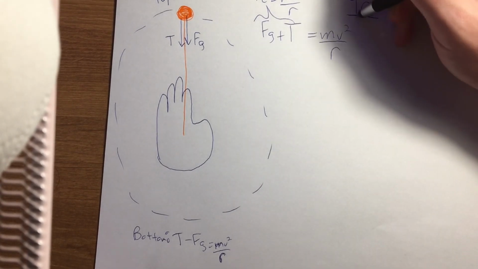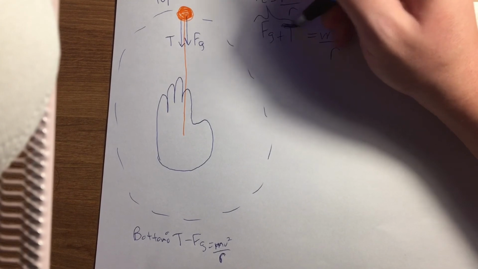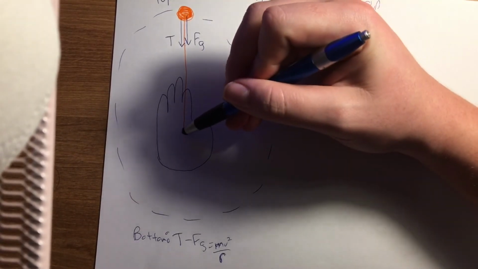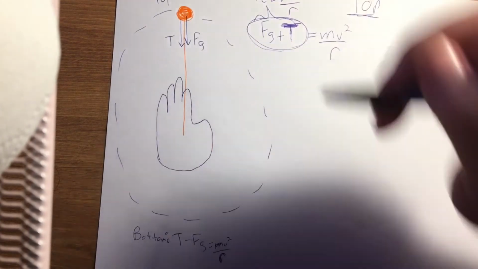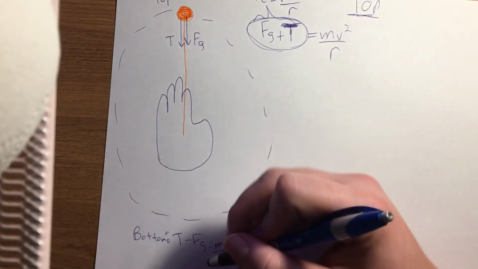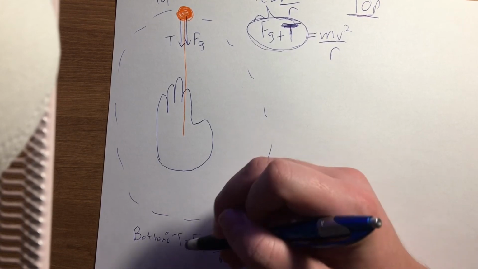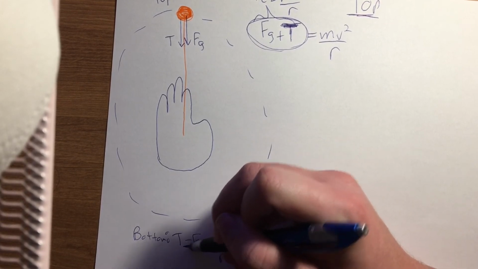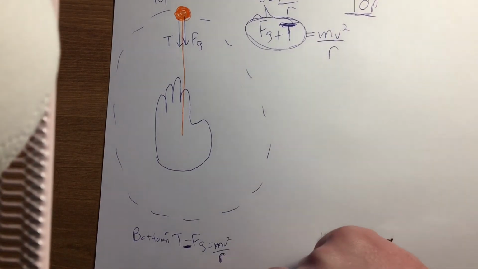So just so you can compare, at the top of the circle, both these forces are pulling towards the center of the circle. So this is my centripetal force. But at the bottom of my circle, only tension was pulling towards the center. Gravity was not. So we had a subtraction sign here. Okay, that's the difference between the top of the circle and the bottom of the circle.